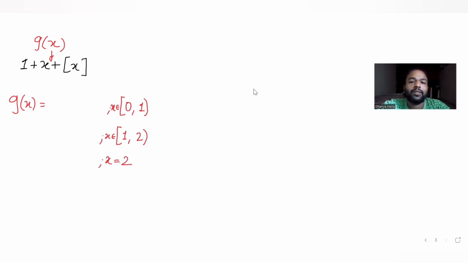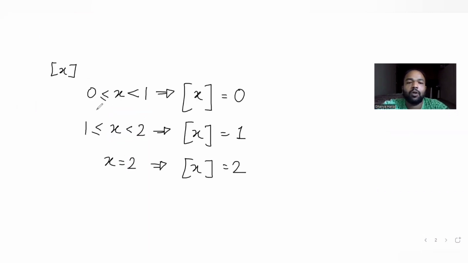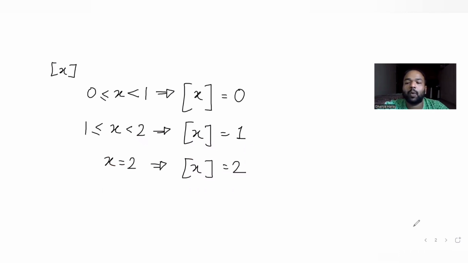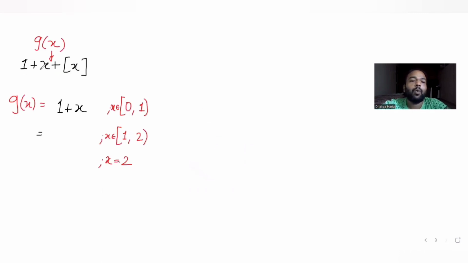So what I get is 1 plus x plus, for the interval from 0 to less than 1, the greatest integer function value is 0. So 1 plus x plus 0, you get 1 plus x. Second, for this interval, the greatest integer function's value is 1. So if I put 1 here, 1 plus 1 plus x, so 2 plus x.